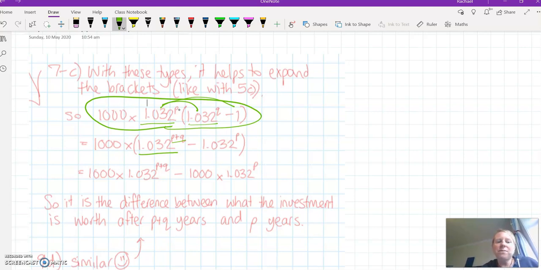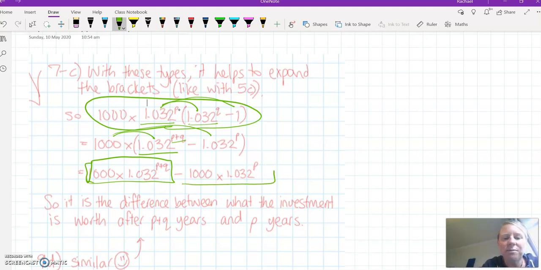Now if you expand that out again by the 1,000, because we've got that 1,000 out the front that's being multiplied by everything, we multiply everything by that 1,000. We end up with 1,000 times 1.032 to the power of P plus Q. Then we've got the second part here. Notice the negative there, of course, and we've got 1,000 times 1.032 to the power of P.